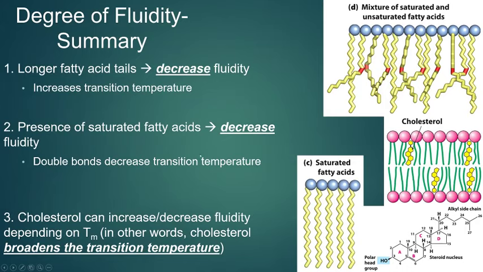Now, the saturation of these fatty acid tails will decrease that fluidity for the exact same reasons I gave with the longer fatty acid tails. The longer it is, the more of those non-covalent interactions can occur between them. The more saturated they are, the fewer kinks and bends they have and they're not going to be all over the place. They're going to be nice and structured, with plenty of interactions between them.